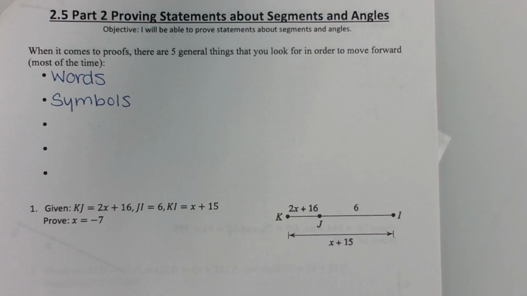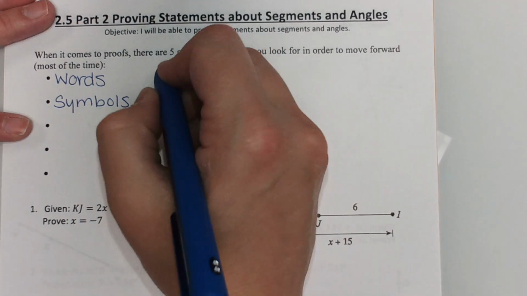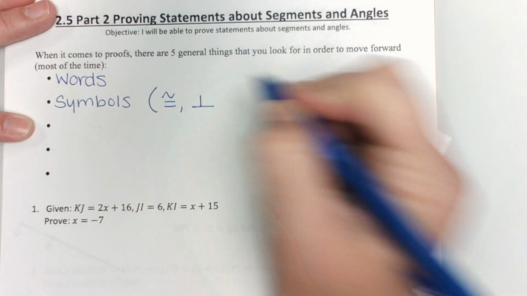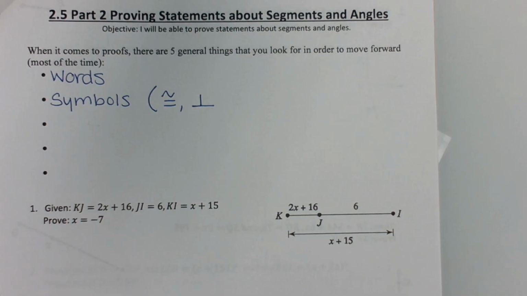The next thing we look for is symbols. When I say symbols, I mean like congruent symbols, or a symbol that looks like that. Does anyone know what that symbol is called?